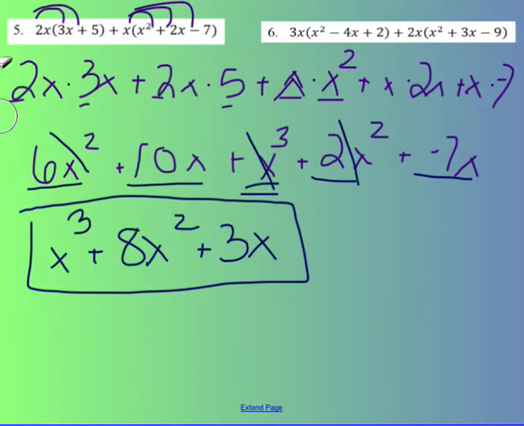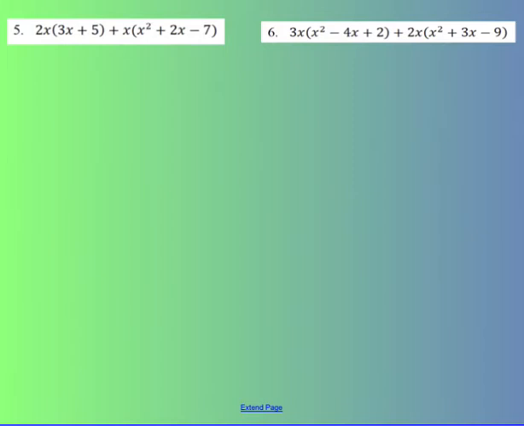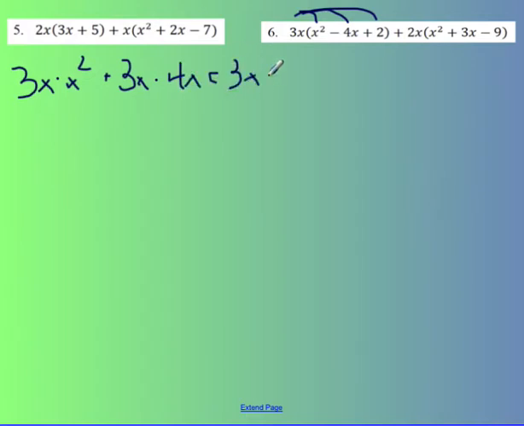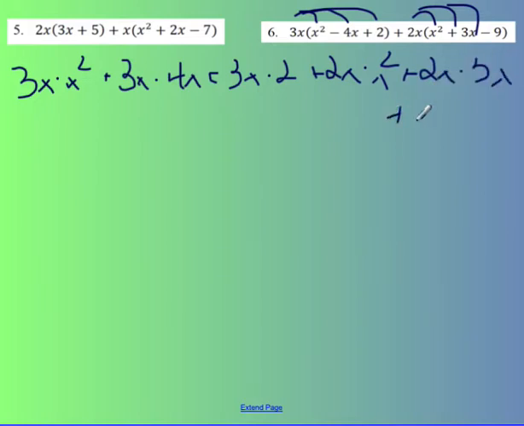Let's take a look at number 6. So for number 6, we want to start by taking that 3x and distributing it into the first parenthesis. So we have 3x times x squared plus 3x times a negative 4x plus 3x times 2. And now we're going to take that 2x and distribute it in, plus 2x times x squared plus 2x times 3x plus 2x times a negative 9.